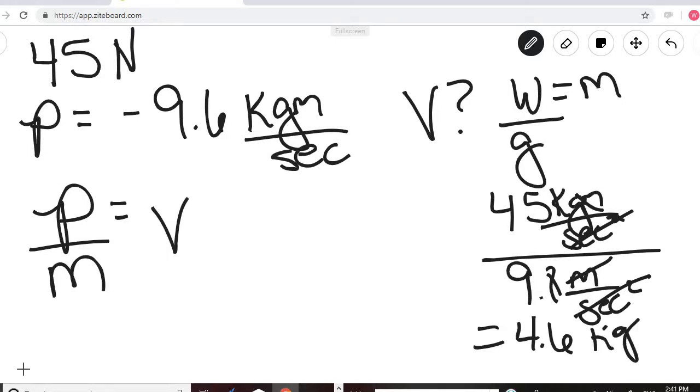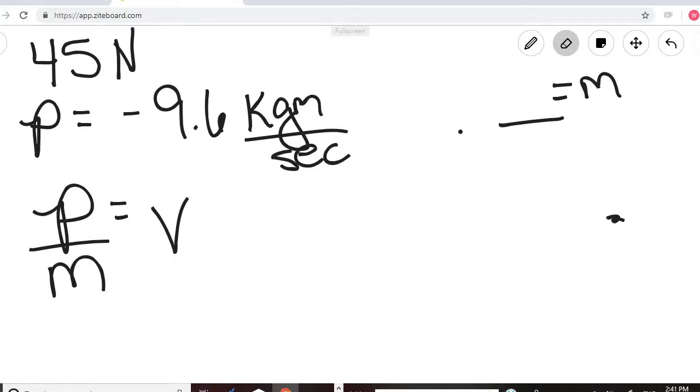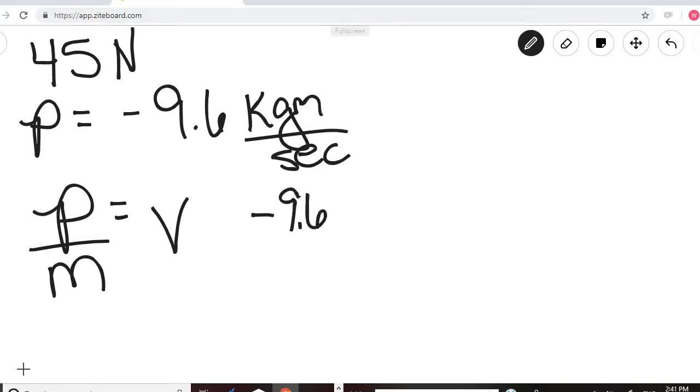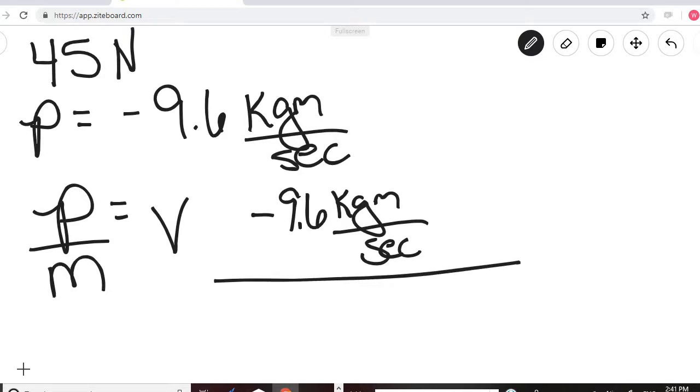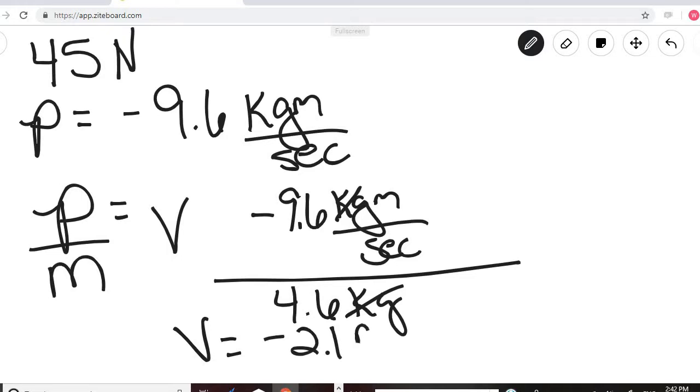Okay, so now we know P, we know M, we can just plug everything in and get our answer. So negative 9.6 kilogram meters per second divided by the mass, which was 4.6 kilograms. So kilograms are going to cancel. We'll be left with meters per second, so the velocity is then equal to negative 2.1 meters per second. And the negative number, we're told the child is running down a road, so the negative number is just to signify that downward direction. Okay, so that's number one.